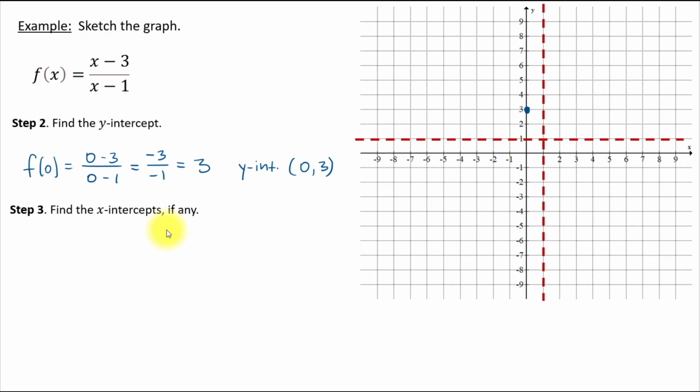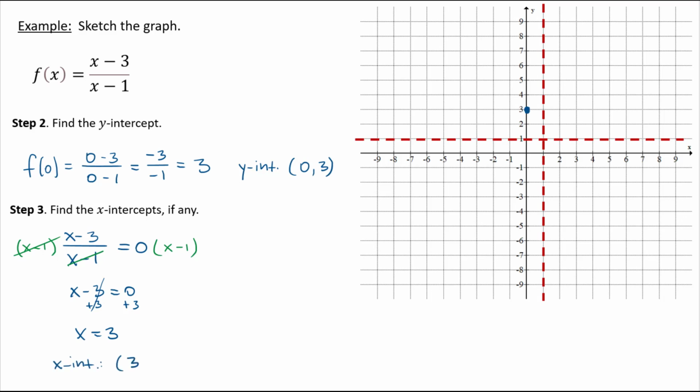In step 3, we're going to find the x-intercepts, if they exist. For that, we have to replace y with 0. In other words, we set this function equals 0 and solve the resulting equation. To solve this equation, I'll multiply both sides by x minus 1, so I can clear the denominator. This will give me x minus 3 equals 0, and I get x equals 3. So it looks like there is one x-intercept, which is the point 3, 0. Here's that point.